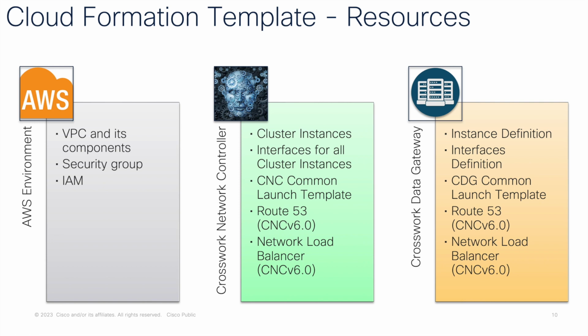We would define how many instances, and how many interfaces are required for the cluster, because we support different styles of architecture. You can have CNC sitting on two interfaces while the CDG has three interfaces, or CNC can sit on one interface and CDG also sits on one interface. Those kinds of architectures are supported. So we give you an option to define the deployment architecture of your choice. The same thing is followed for the CDG as well.